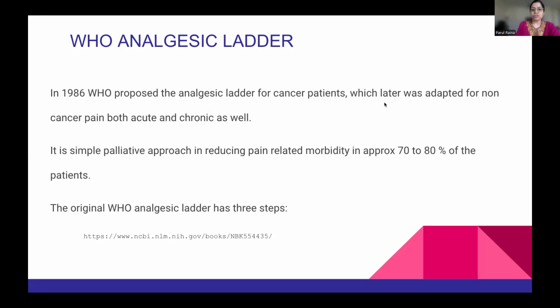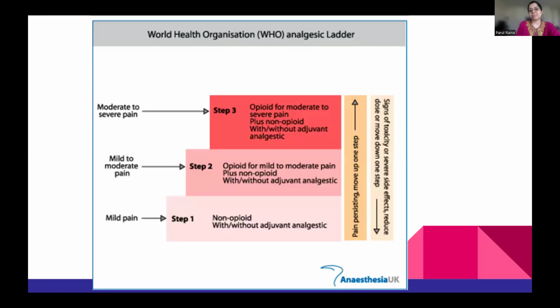The original WHO analgesic ladder has 3 steps. Step one is for mild pain, step two is for mild to moderate pain, and step three is for moderate to severe pain. Earlier, we used to go stepwise. If the pain persists, we move up one step, and if the pain starts getting resolved, or if we find signs of toxicity or side effects, we move down one step.